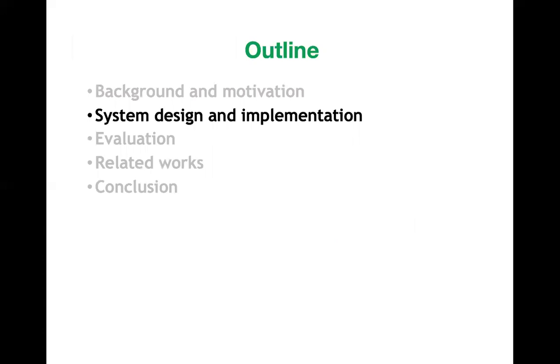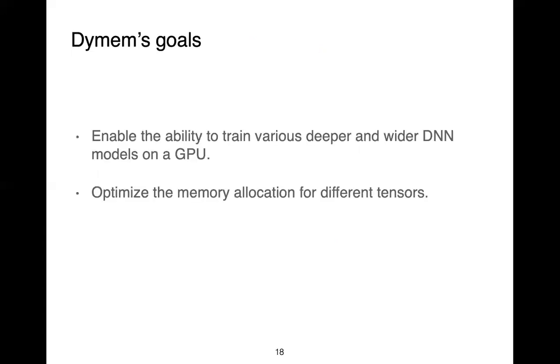Then let me introduce our system design and implementation. The goal of our proposed system, Diamond, focuses on two aspects. First, to enable the ability to train various deeper and wider DNN models on the GPU. To achieve that, we optimize the operator scheduling and propose a dependency-aware swapping strategy. Secondly, we propose a unified memory pool to optimize the memory allocation for different tensors.